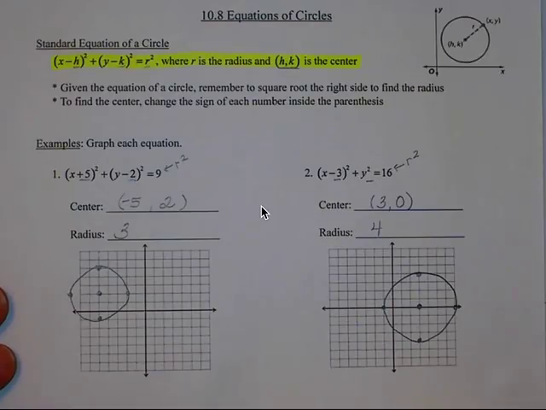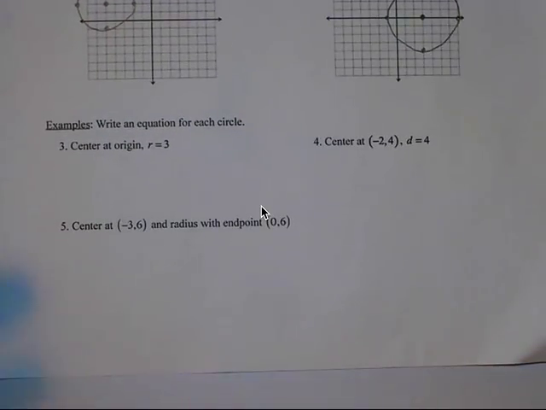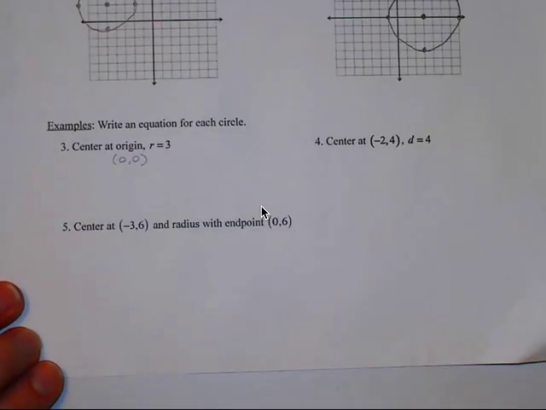In the next set of examples, instead of being given the equation of the circle, it's going to be our job to write the equation of the circle. When you write the equation for any circle, there are 2 things that you need to know: the center and the radius. In the first example, it gives us both of those things. The center is located at the origin, which we all know is at 0, 0.